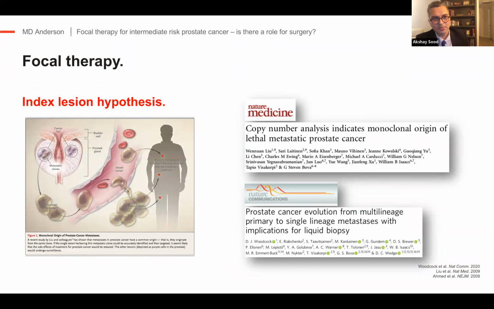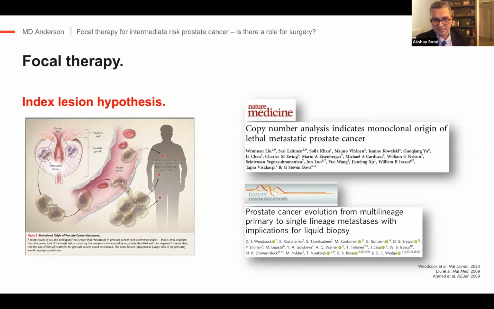So just a little bit of a primer on focal therapy, because I know I'm talking mainly to the imaging folks here. Dr. Ahmed, whose paper was the PROMISE trial we just discussed, has done a lot of work from the UK on focal therapy. So again, briefly, I will discuss the index lesion hypothesis, which is based on this classic paper by Liu et al.